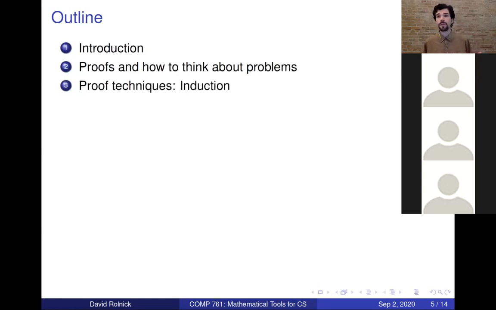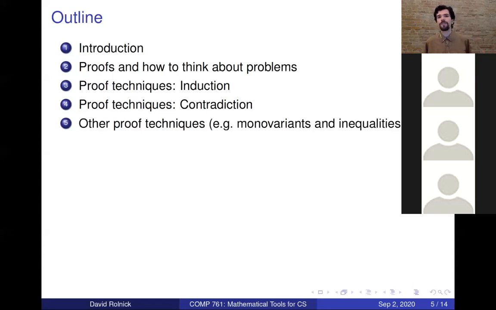Then we're going to have a few class meetings on different kinds of proof techniques and where they might show up, why they might be relevant. So mathematical induction, which is really useful for proving things about, for example, sequences, recursion, stuff like that. Contradiction, which turns up in a lot of different areas, but for example, in theory of computation. Other proof techniques like monovariance, working out when an algorithm terminates, and inequalities. And really just trying to get a sense of what are some of the general techniques that you might be using to prove things rigorously with math.